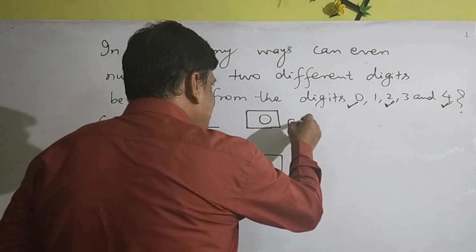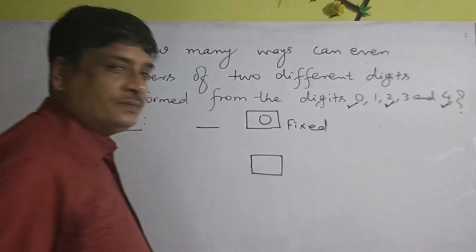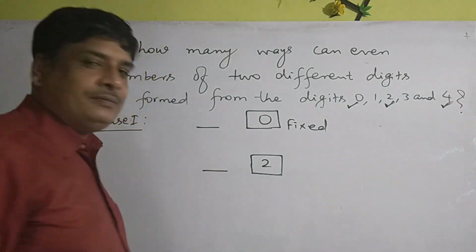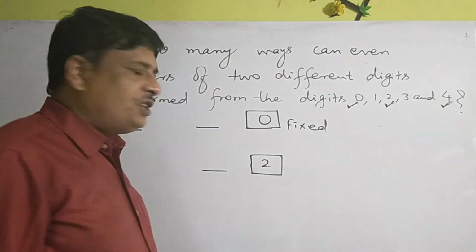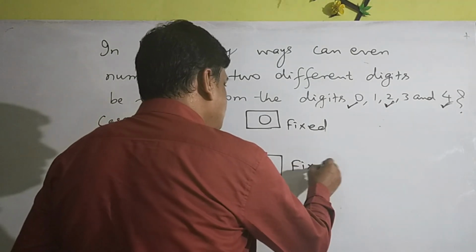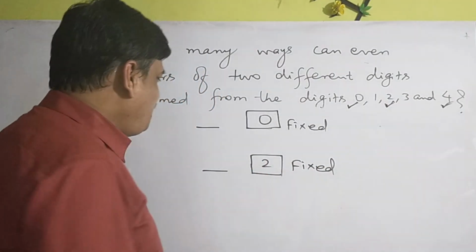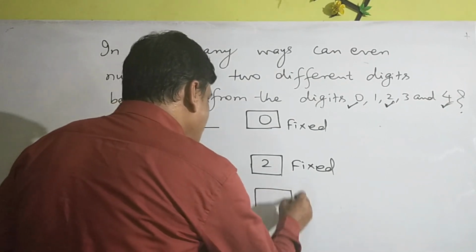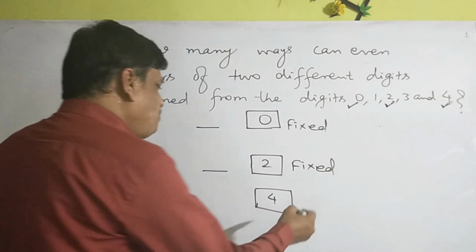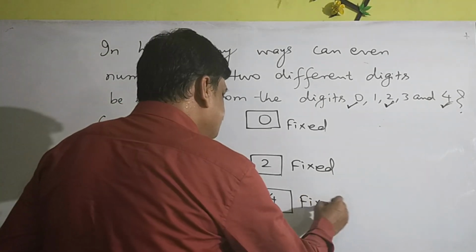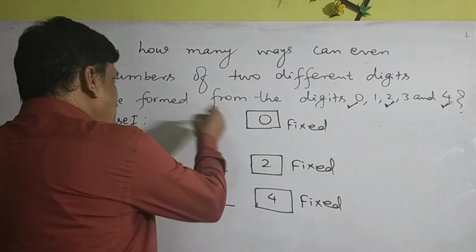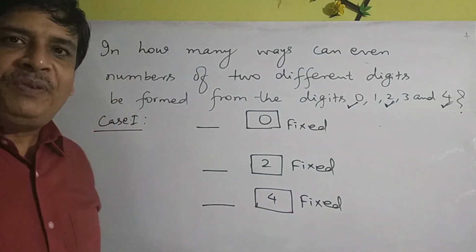This place is fixed. Then in another even number, the unit place is fixed by the digit 2. This place is fixed. And in the third type of even number, the unit place is filled by the digit 4. So this place is fixed. We have to think in how many ways the tens place can be filled up.